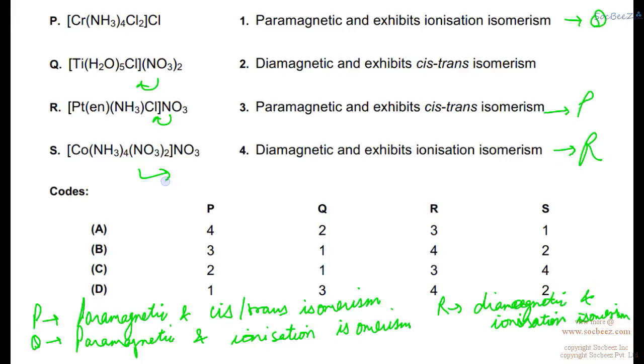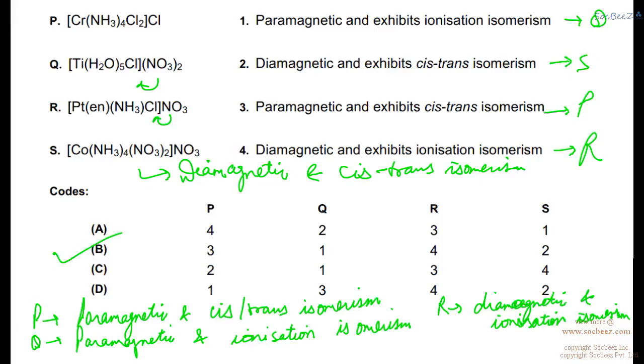So here R corresponds to 4. Okay, so now S, here [Co(NH3)4(NO3)2]NO3, that is Co3+. It is also diamagnetic, and it also exhibits cis-trans isomerism. Okay, so here S corresponds to 2. So the correct option is option B.